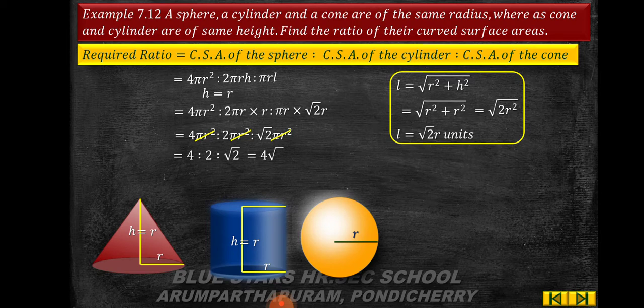So 4 root 2 is to 2 root 2 is to root 2 into root 2. That is 4 root 2 is to 2 root 2 is to 2. Throwing out, divided by 2, you get 2 root 2 is to root 2 is to 1. So you multiply by root 2, then you just divide throughout by 2, and you get the ratio 2 root 2 is to root 2 is to 1.